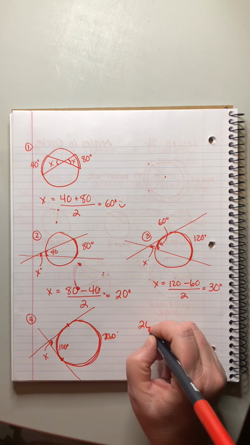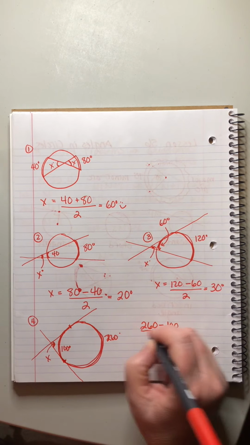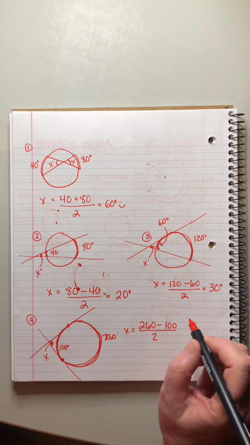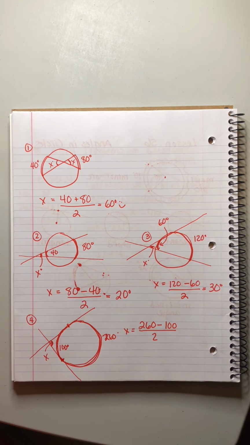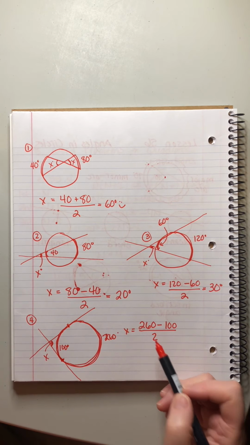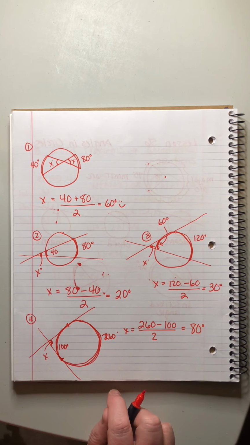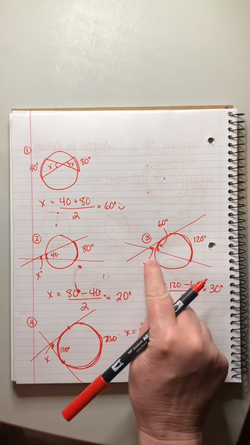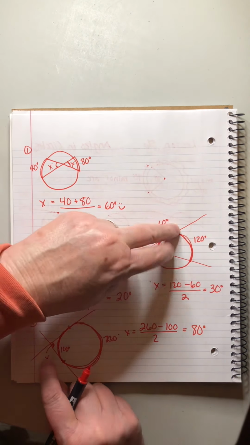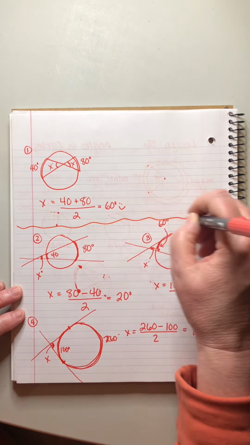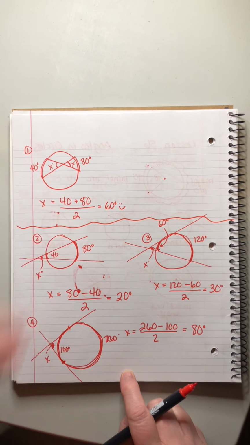So the process is the same. 260 minus 100 divided by 2. That's how we'll get x. That's 130 divided by 2, and you get what? 65? No, I'm sorry. I did that math wrong in my head. 260 minus 100 is 160. 160 divided by 2 is 80 degrees. Sorry. All right, so inside the circle, outside, outside, outside, 2 secants, tangent and secant, 2 tangents. The process is exactly the same. So really, all 3 of these guys are the same, and this is the one that's different.